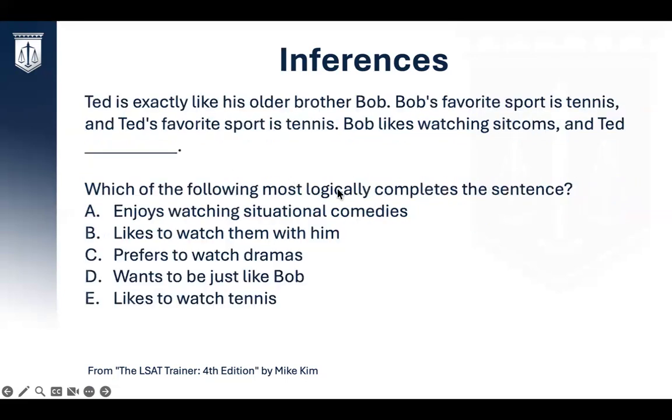Okay. Ted is exactly like his older brother, Bob. Okay? Ted is exactly like his older brother, Bob. Exactly. I just want to emphasize that. It says Ted is exactly like his older brother, Bob. That's your biggest hint. Bob's favorite sport is tennis, and Ted's favorite sport is tennis. Bob likes watching sitcoms, and Ted, you have to figure out how to fill in that blank. Which of the following most logically completes the sentence?